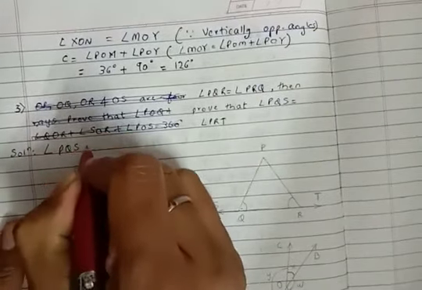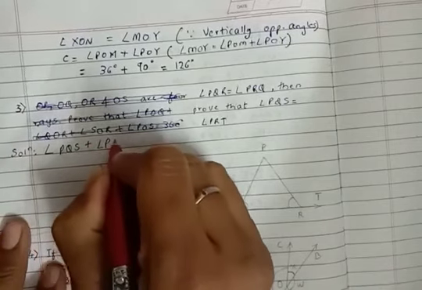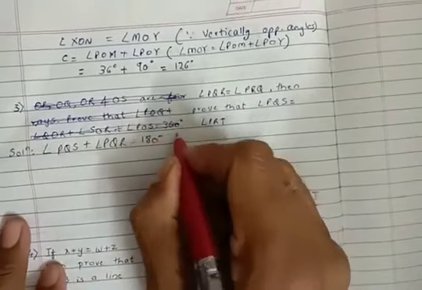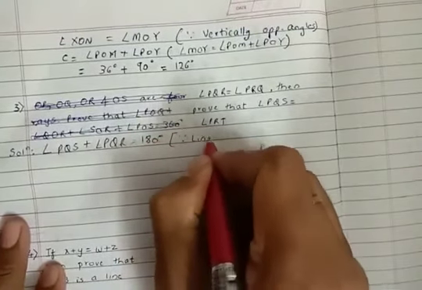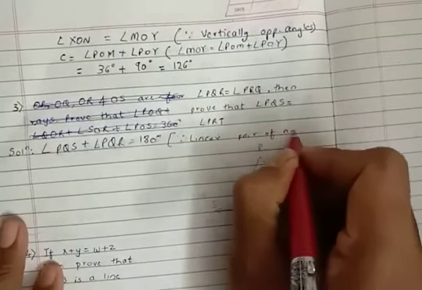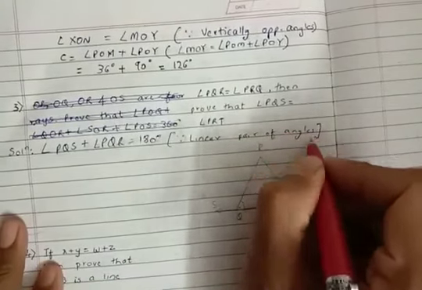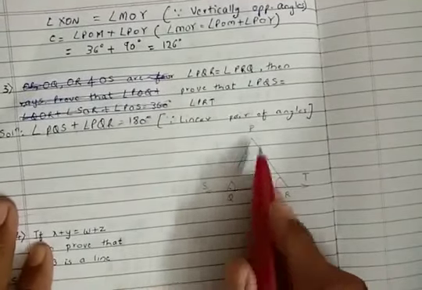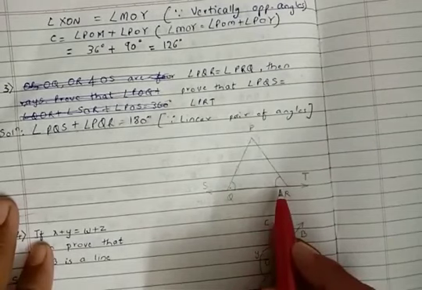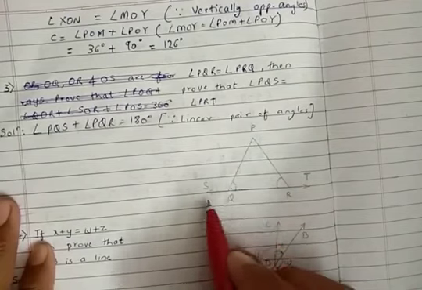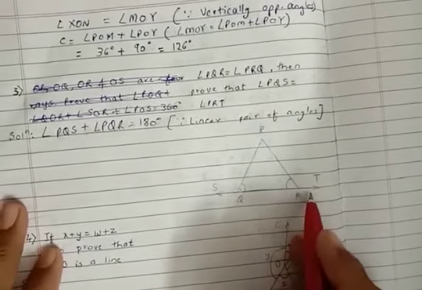Angle PQS plus angle PQR equals 180 degrees. How come we wrote this? Because of linear pair of angles, right? PQS and PQR, because SR is making a straight line, ST is making a straight line, right?